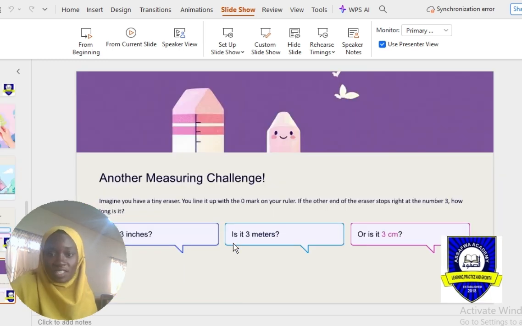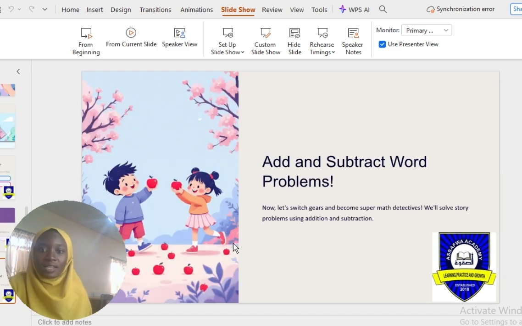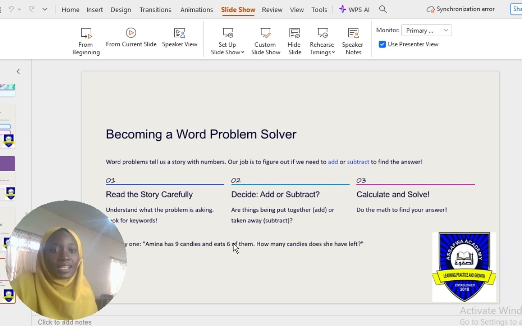And the same thing for the next one. You read your questions and you answer your questions and share them. Now the next one is add and subtract word problems. A word problem tells us a story with numbers.